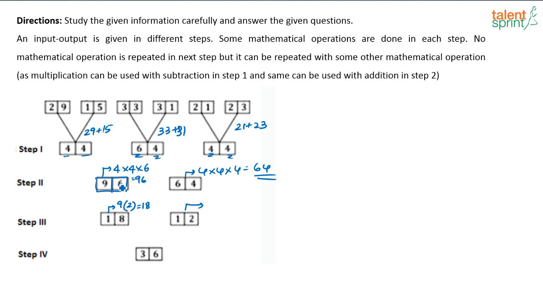Now to get this number, take the next digit here, 6. 6 into, again, the difference between the digits of these numbers is 2. That is 12. Now, the last step, the logic that is used here is, what is 18 minus 12? 18 minus 12, the whole squared. That is 6 squared, which is 36. That is your last step.